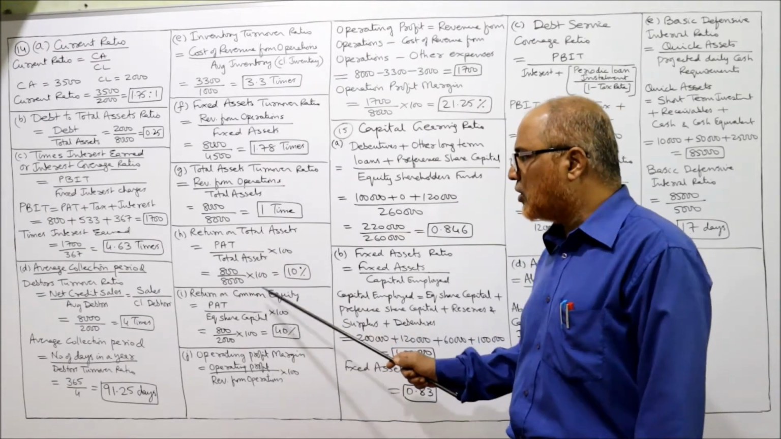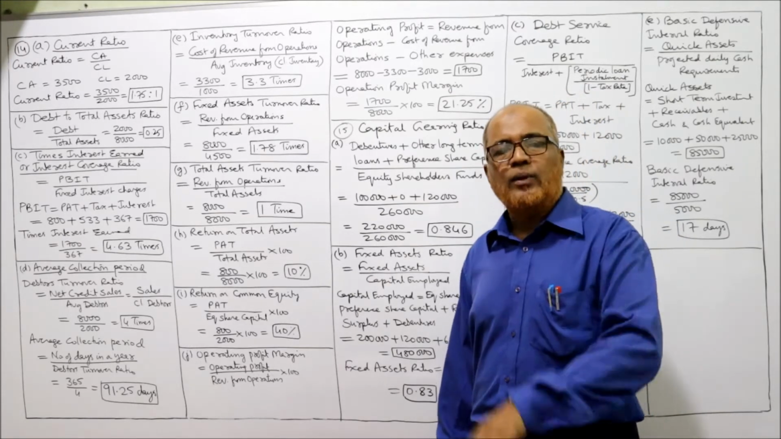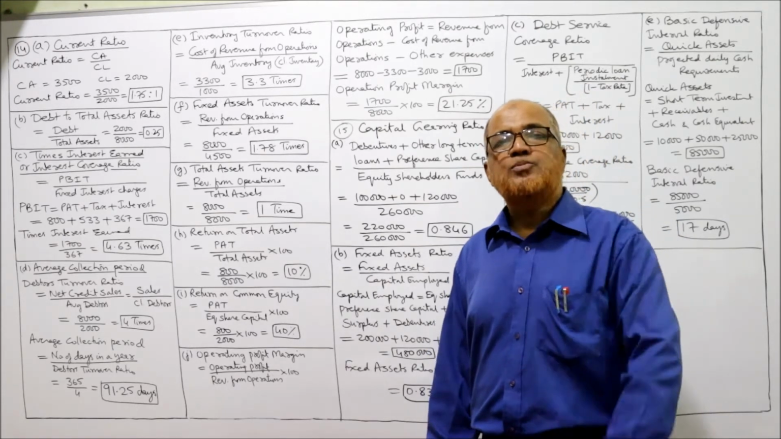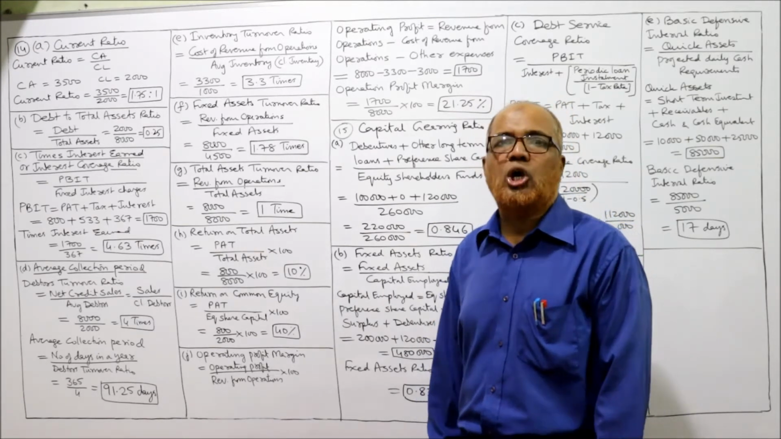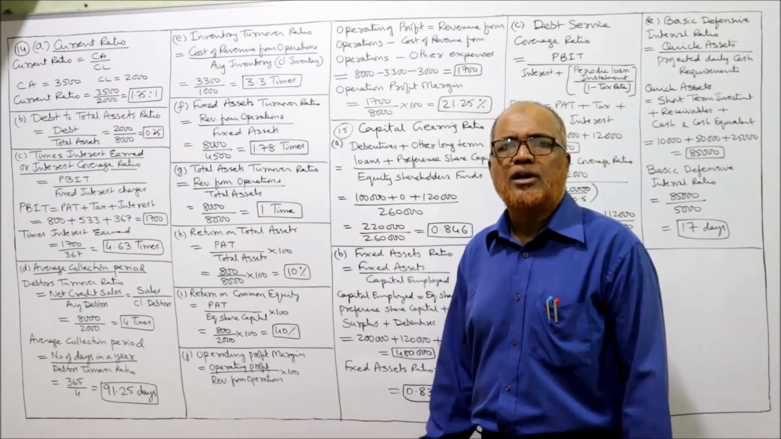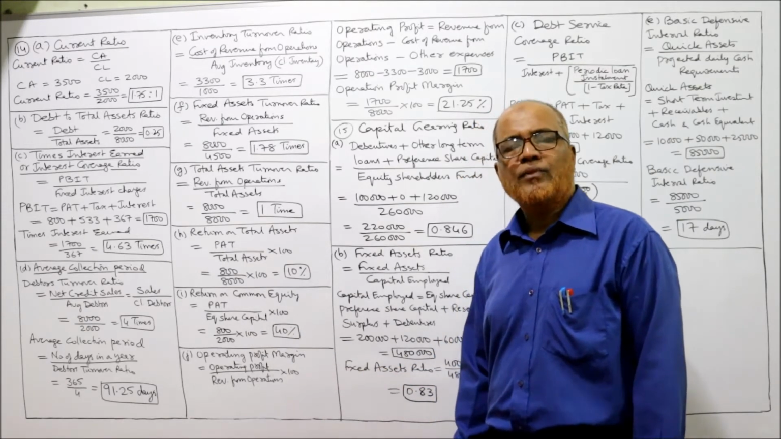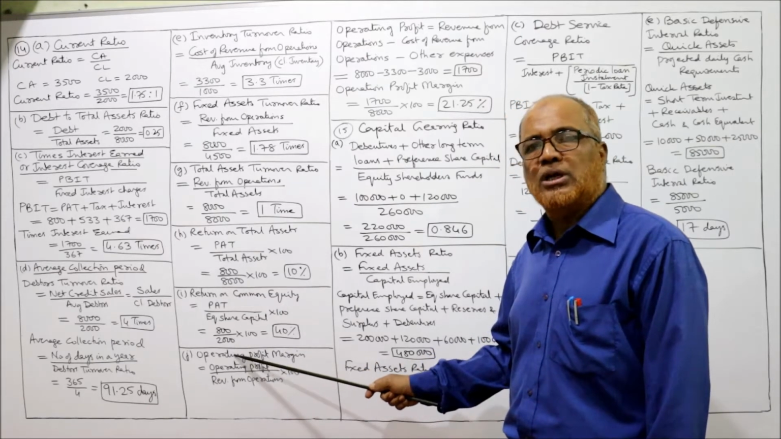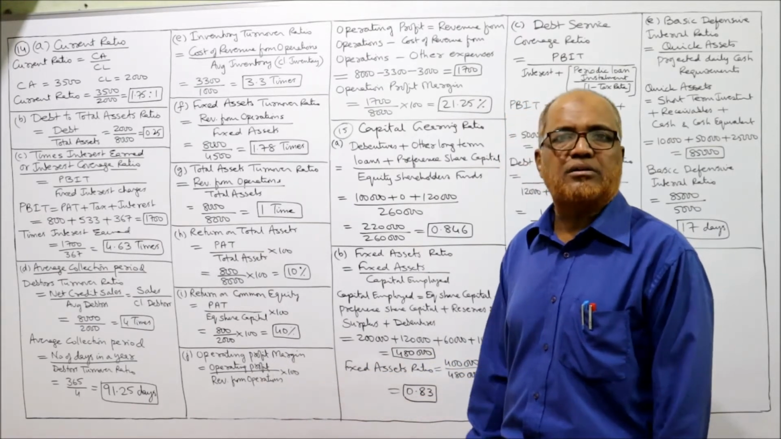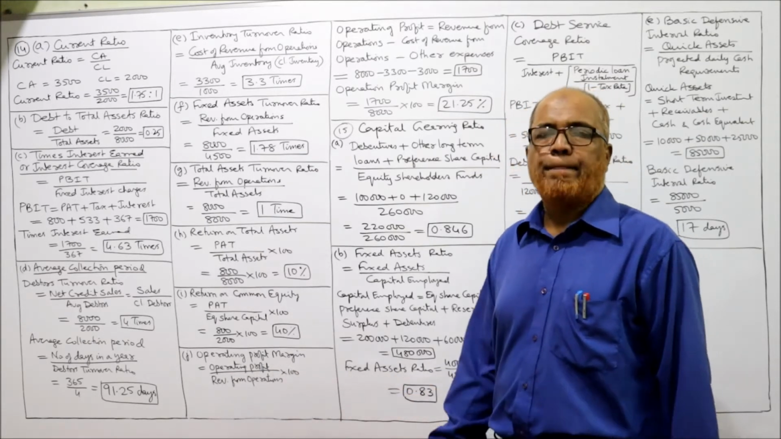Next ratio, return on common equity. That is PAT minus preference dividend, but in our problem preference share capital is not given at all, so no preference dividend. So PAT divided by equity share capital into 100. Profit after tax 800, equity share capital 2000 into 100, 40%. That's all.